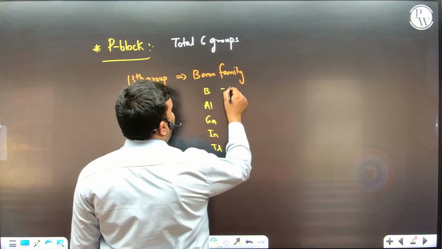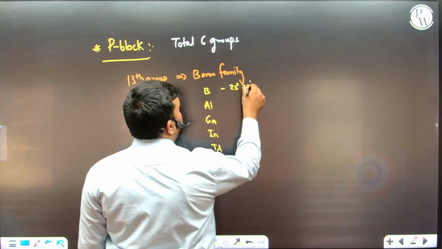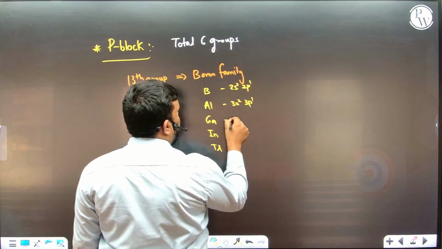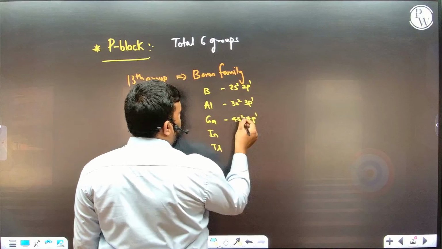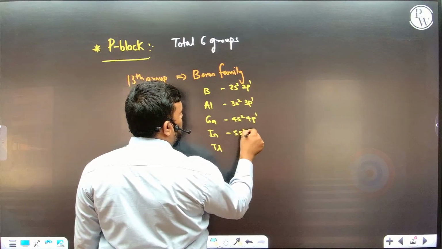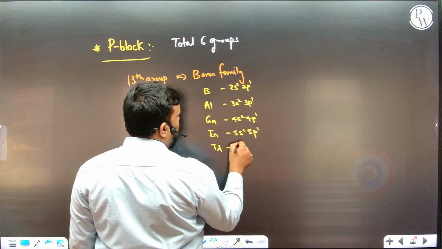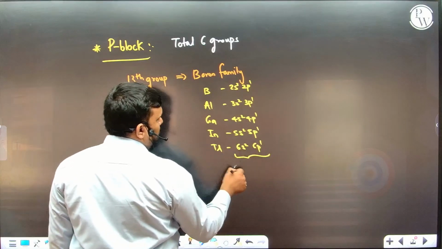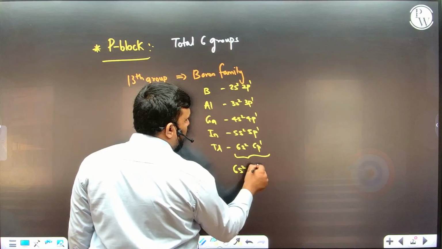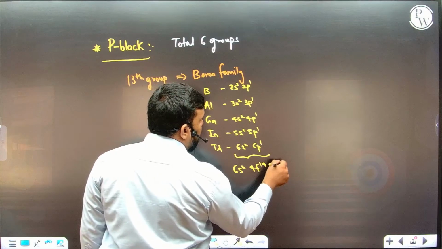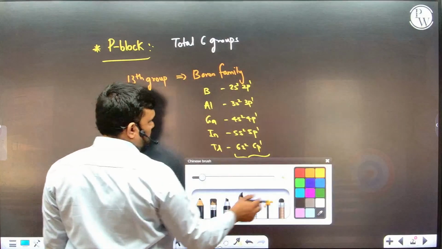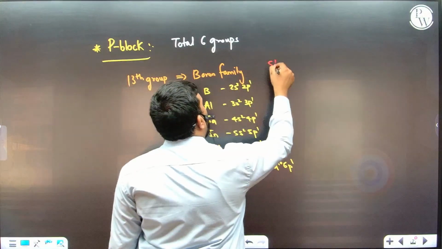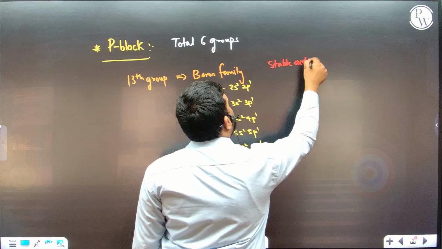and as you can see the electronic configuration is 2s2 2p1 over here, 3s2 3p1 over here, 4s2 4p1, and as you move down the group you can see in case of thallium 6s2 6p1. But if you see this overall in detail, it will be 6s2 4f14 5d10 6p1. Okay, so here comes the very important question about stable oxidation number.